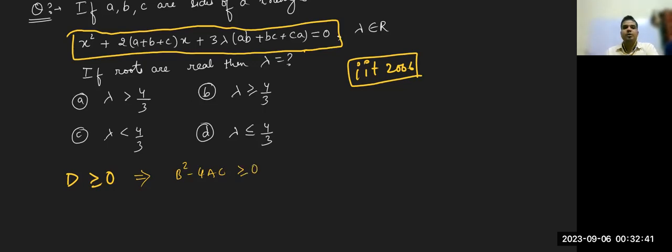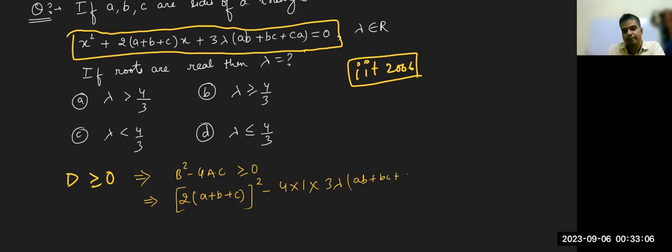So what is the coefficient of x? You all know that, so we'll take the square of that. What is that? 2 times (a plus b) whole square minus 4 times a. What is a? The coefficient of x square, and that is 1. Now c, which means the constant. What is the constant? Here it is 3 lambda (ab plus bc plus ca). We have to solve this inequality. So let's start solving this inequality.